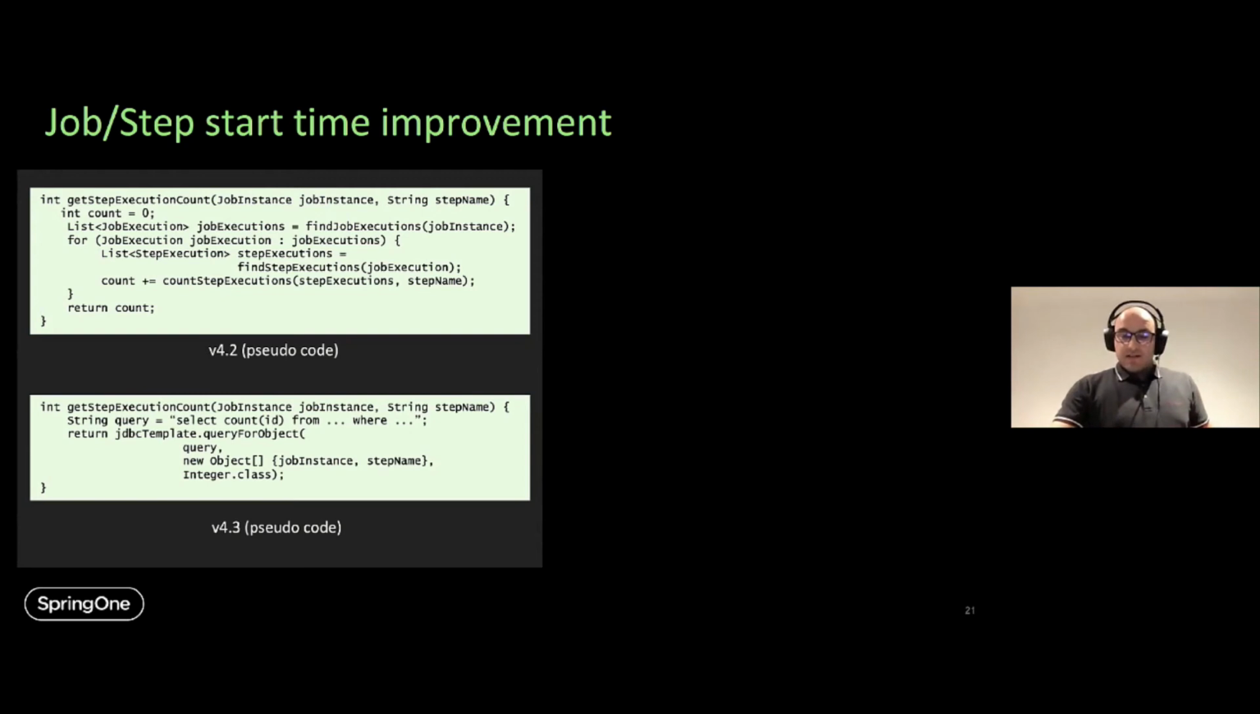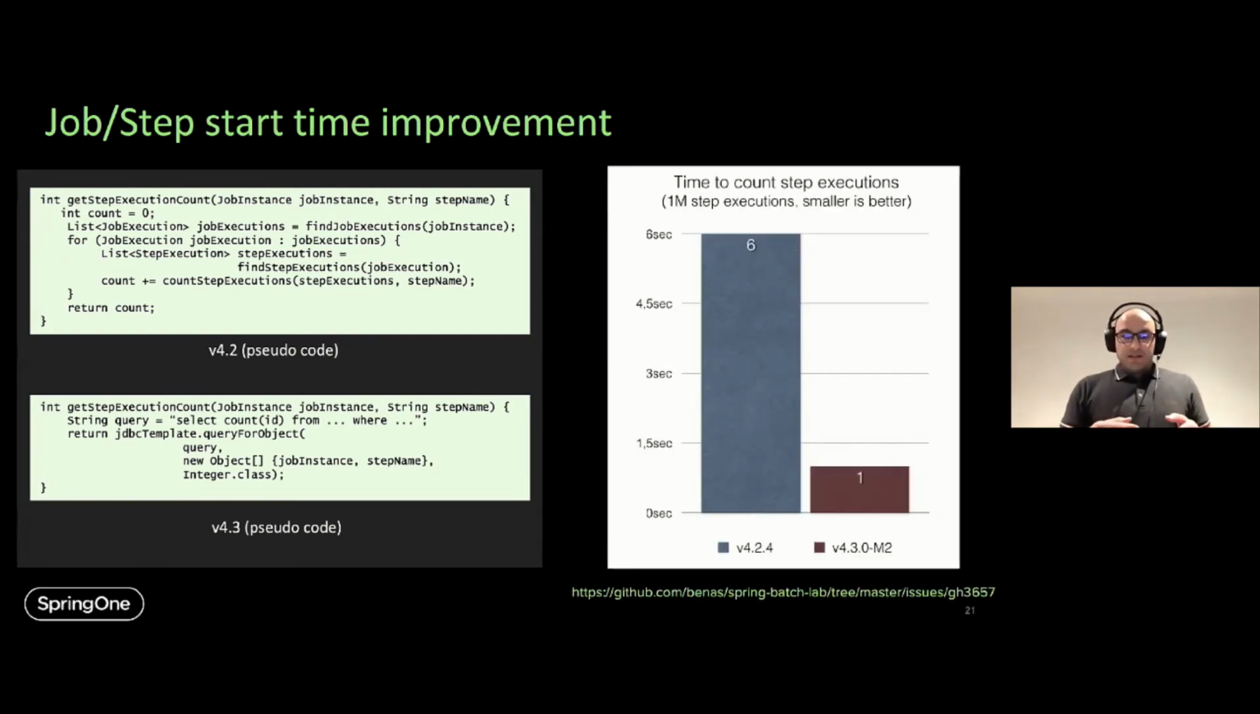And with this change, the execution time of this method, according to our benchmark, is 6 times faster, which in turn, of course, improves the startup time of steps and jobs, if the step is the first one in the job. So this is the third improvement we introduced, the major one.